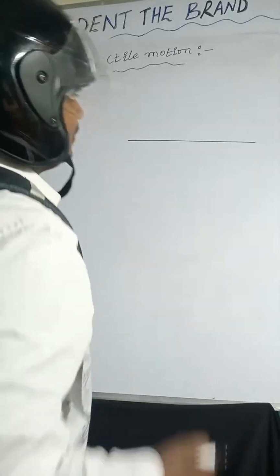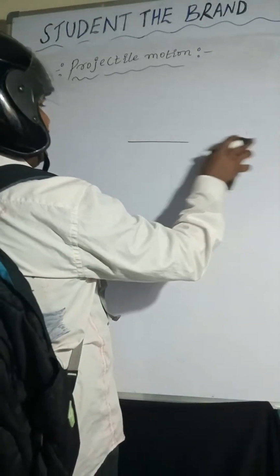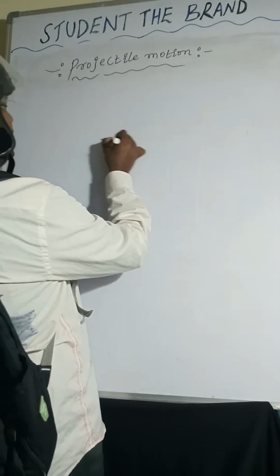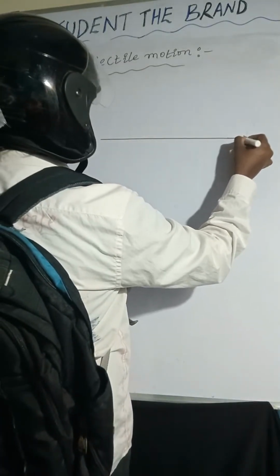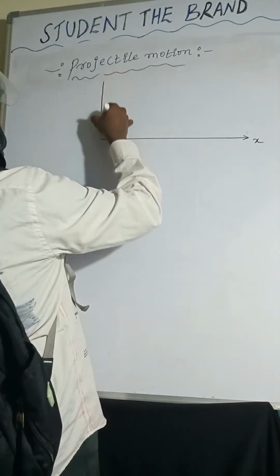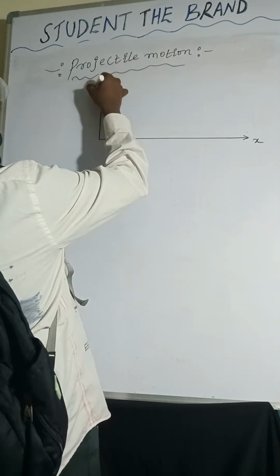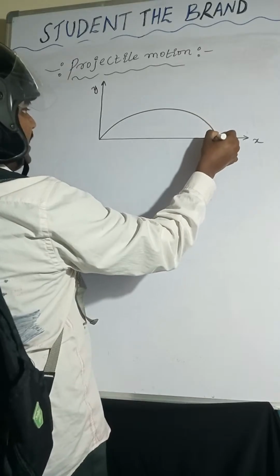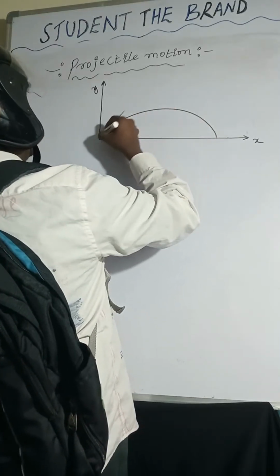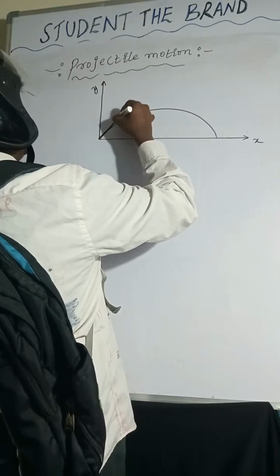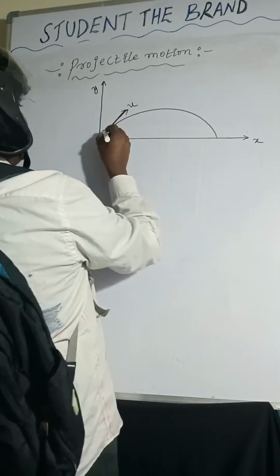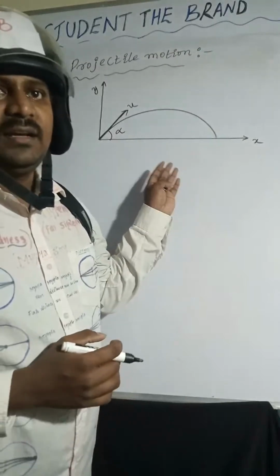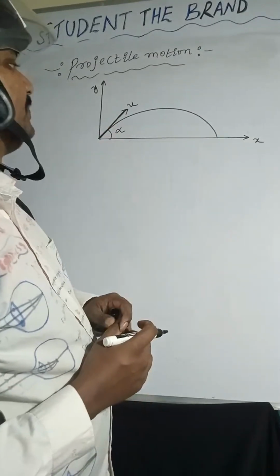That is projecting the particle along, so I'm taking it like this. This is the x-axis and y-axis. I'm throwing the particle like this with a certain angle. This is the initial velocity of the particle, that is u. It is making some angle alpha. You can take theta also. I'm taking a certain angle alpha.